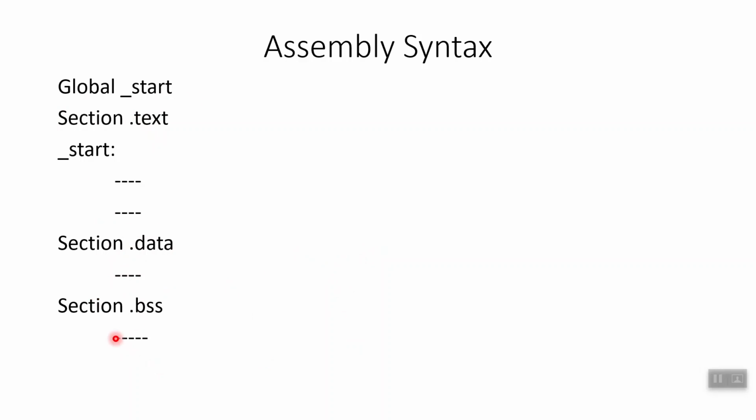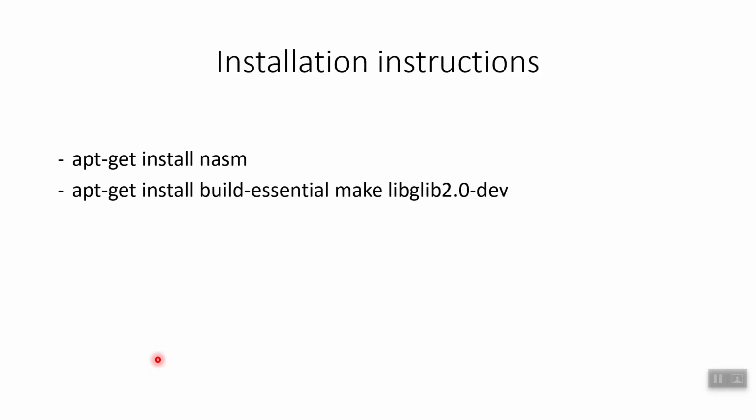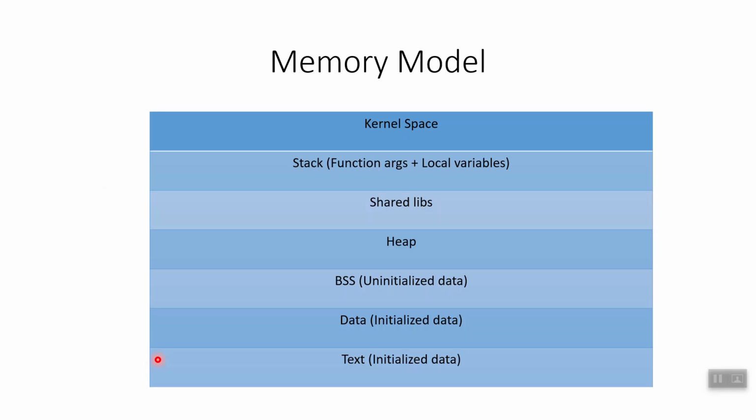The BSS section is the section which has the uninitialized data. If you write int a with a semicolon, that means you're just declaring the variable. You're not assigning a value to it. Those variables will be in the BSS section. Now I guess you must have a fair idea of the different sections of assembly language. So now we can quickly move on to the memory.